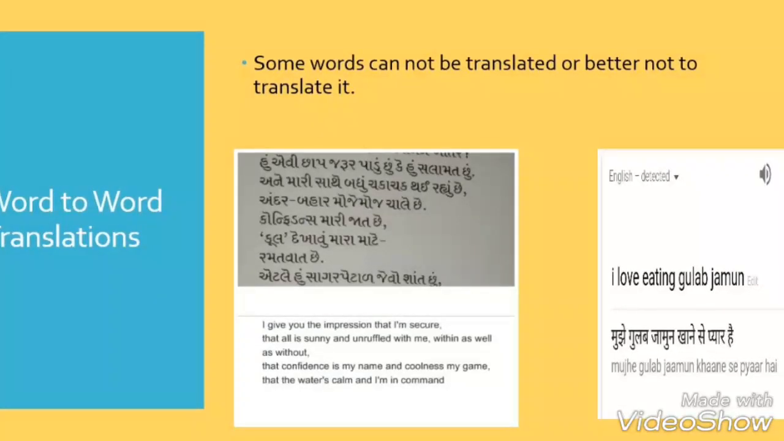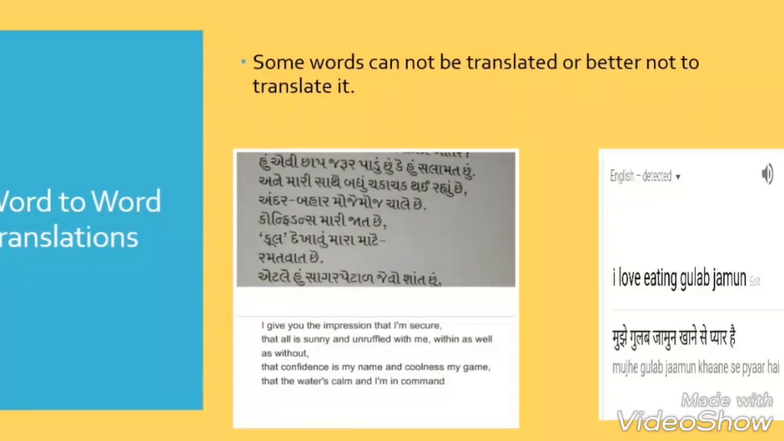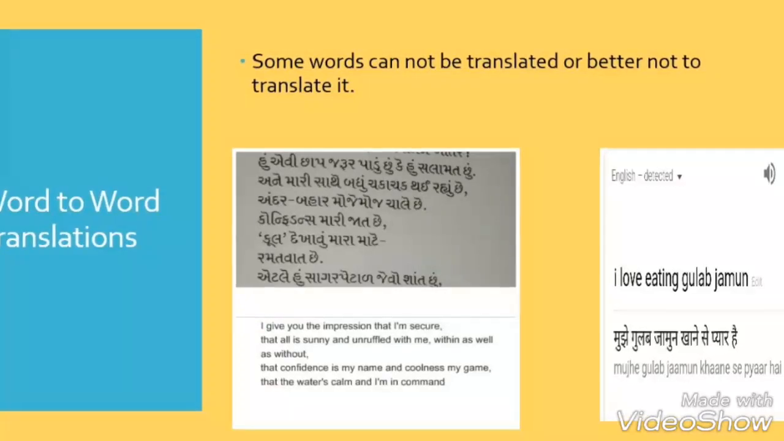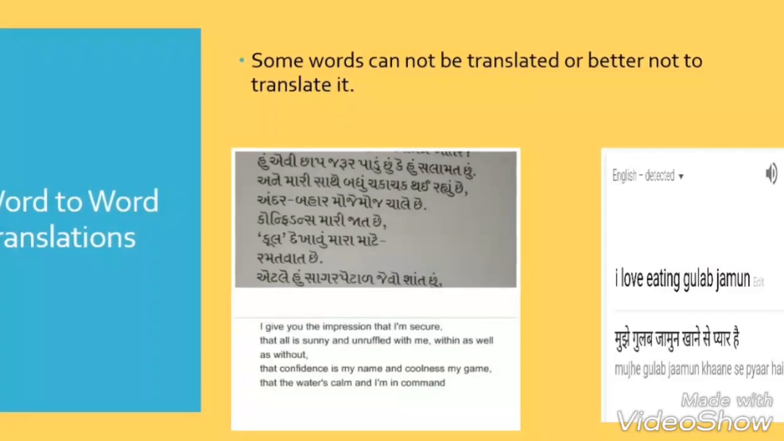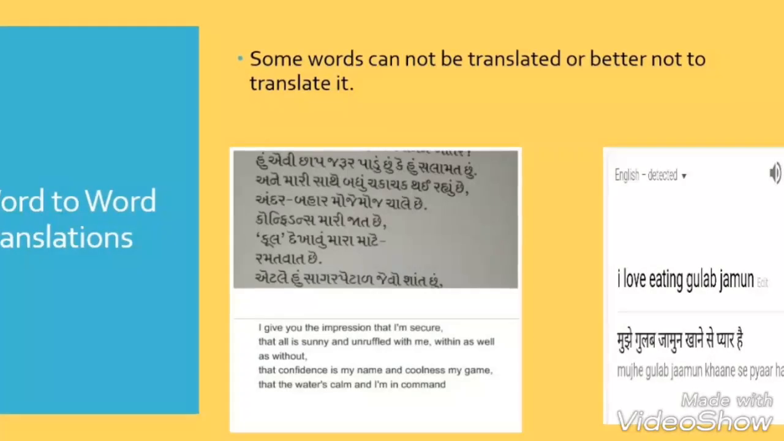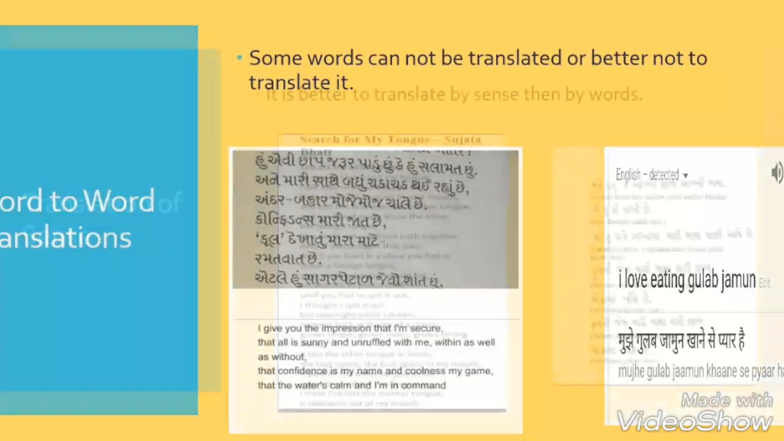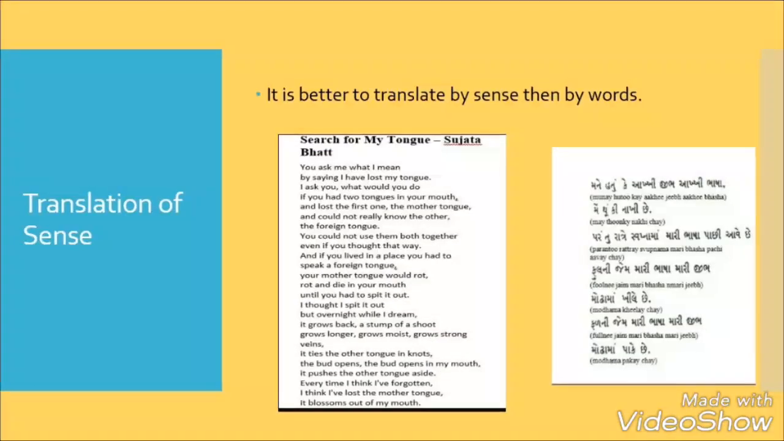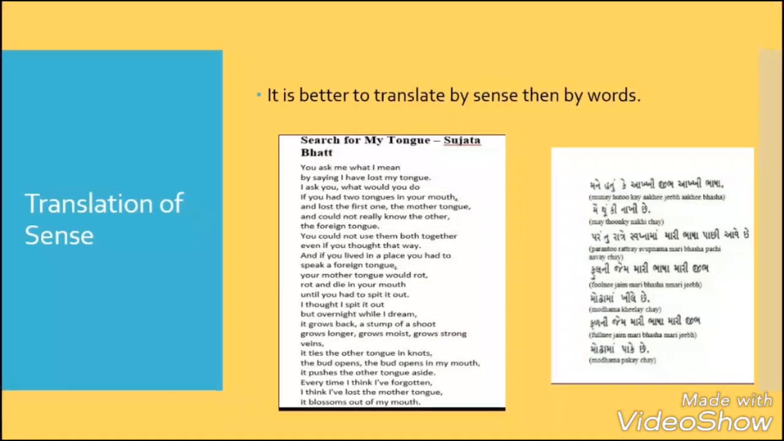So confidence, we have a word in Gujarati for confidence, Atmavishwas, right? But here the translator is not translating it. And cool, it's something we say, how can we translate it? Thandu dekhav or something? So the translation is not helping here. So the translator has put it as it is. Then translation of sense: it is better to translate by sense than by words.